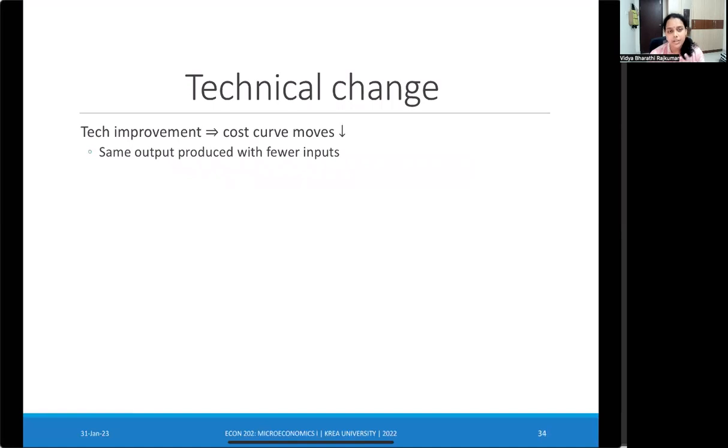So the way technical change gets embodied in cost functions is that when you have better technology, you can produce the same level of output with fewer inputs. So to produce Q0 level of output, you're going to need fewer inputs, which would mean your cost of production is going to go down. So how does this work out? And by how much will your cost functions change? How much will your costs go down?